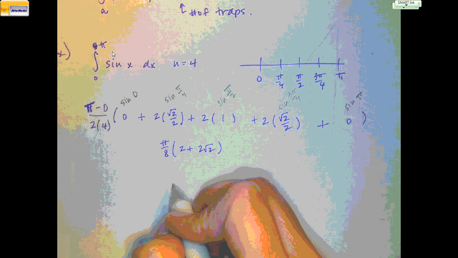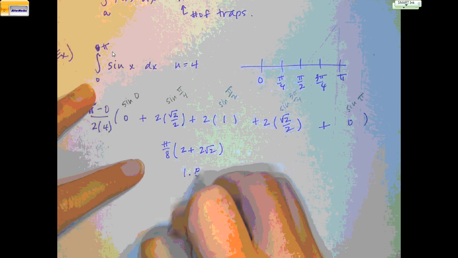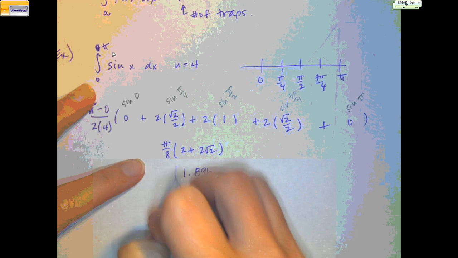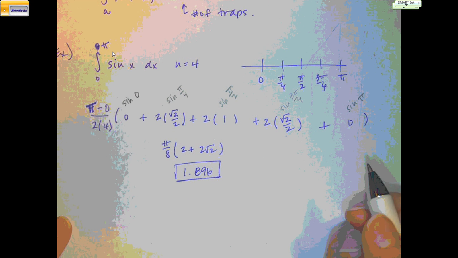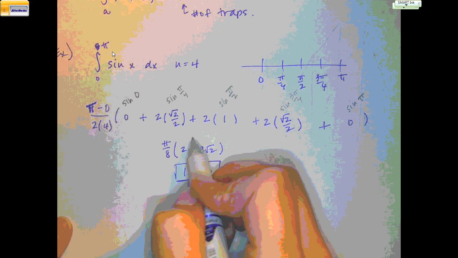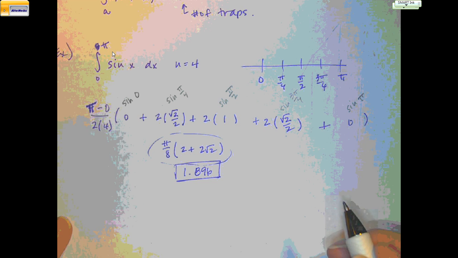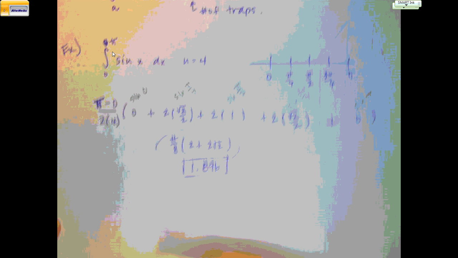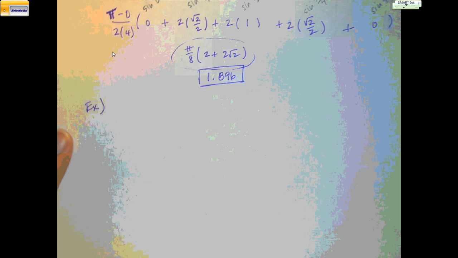What'd you guys get? Sounds good. 1.896. Any questions with where that came from? Type this in. Multiply by pi over 8. Okay, I got that. Okay, now she's good. All right, next example.